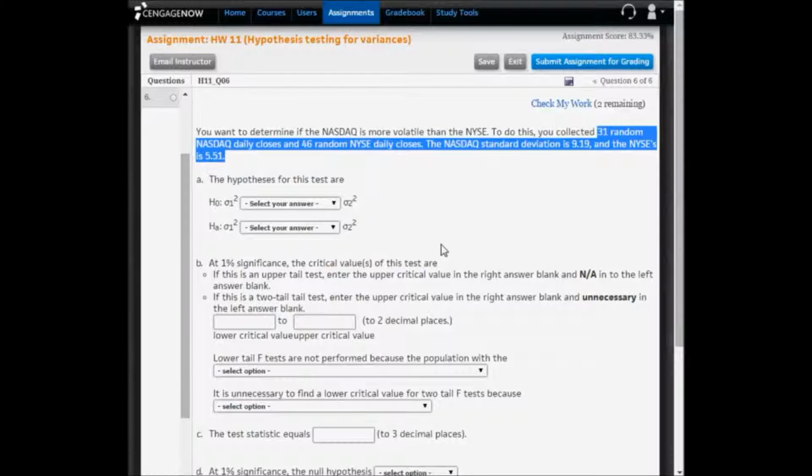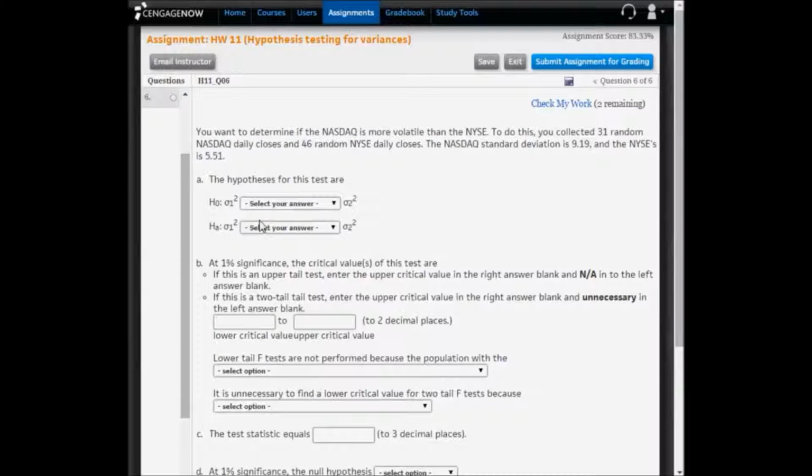In part B, we want to determine the critical values. But before we do that, we have to determine what our hypotheses are. So remember, we want to know if NASDAQ is more volatile than the NYSE. That phrase there is the alternative hypothesis. So the variance for NASDAQ is greater than the variance for New York Stock Exchange. So the null hypothesis is less than or equal to.